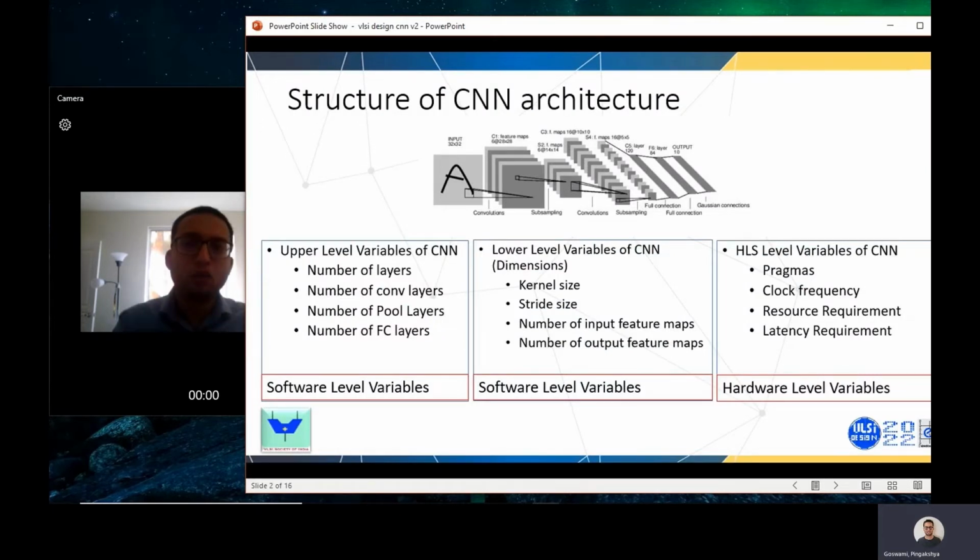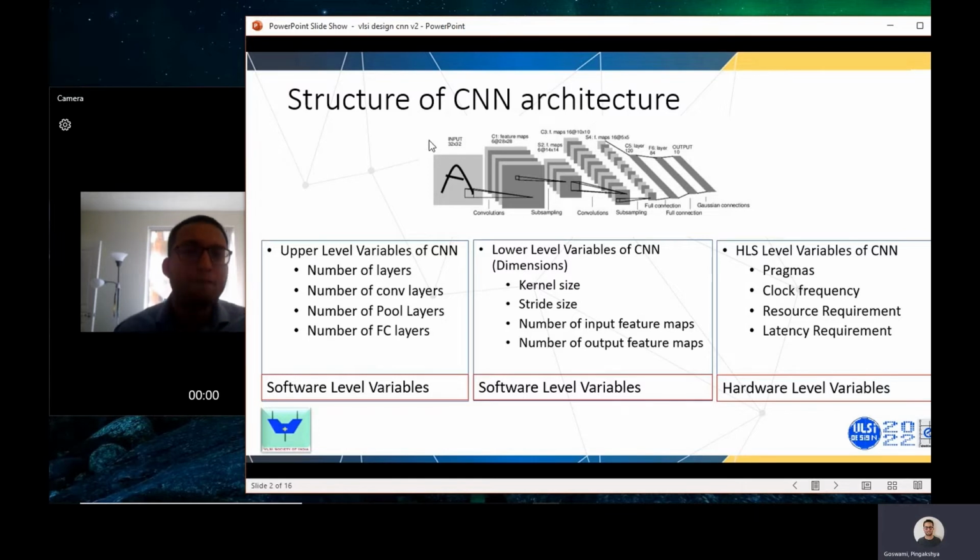Let's first go over the basic architecture of a CNN design. A CNN design consists of multiple variables like number of layers, types of each layer, and dimension of each layer. Generally, a CNN architecture consists of three different types of layers: convolution layer, pooling layer, and fully connected layer.